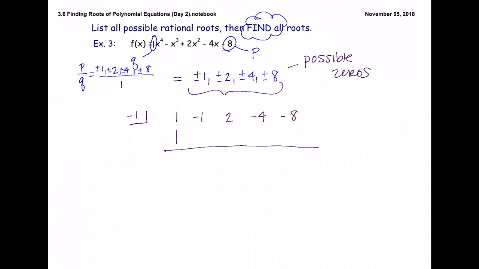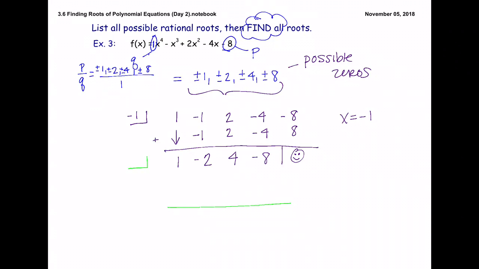-1. So you drop your first term, you multiply 1 times -1 is -1, and then you add. -1 plus -1 is -2. Multiply, -2 times -1 is 2, add is 4, 4 times -1 is -4, -4 plus -4 is -8, -8 times -1 is +8. When we add those together, we get a 0, so we know that one of our real solutions is -1. We can then continue our synthetic division directly from this next line.